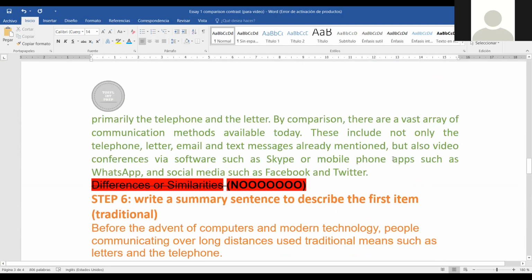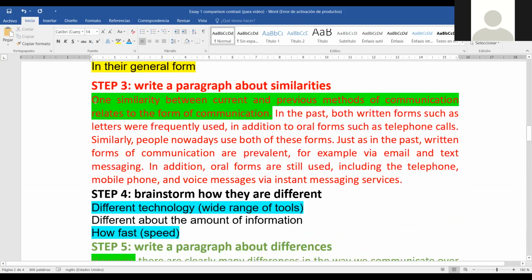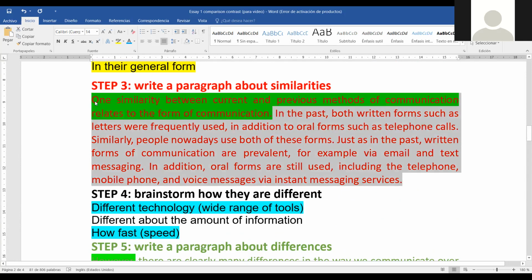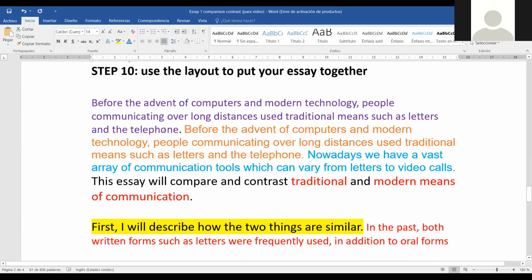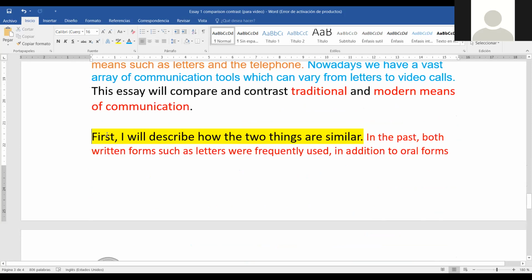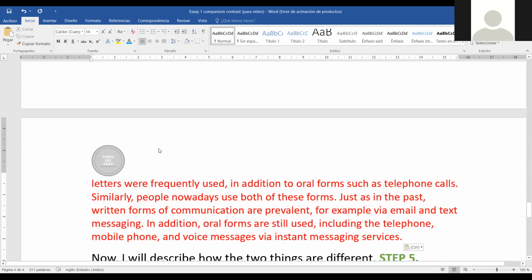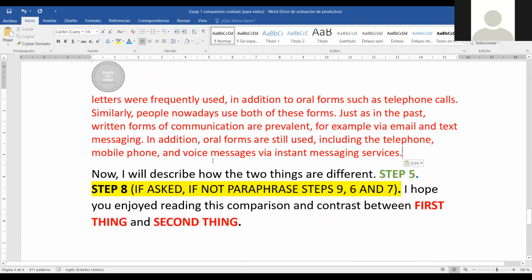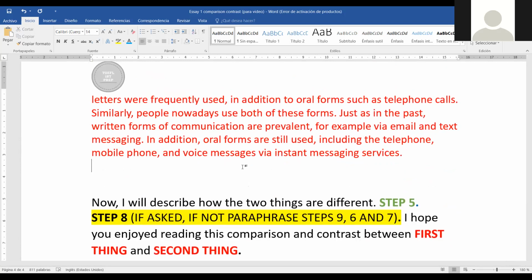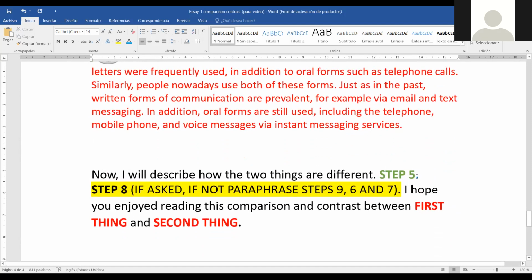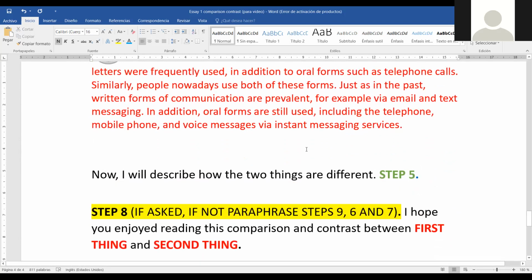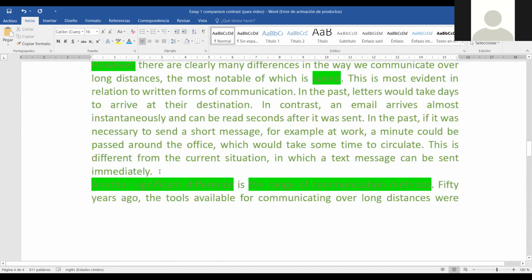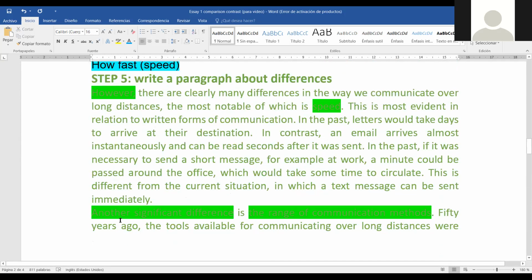Okay, but if I want to do it, because I have already had my introduction, I can copy all of this, but do not repeat. As this is already done, I simply paste everything there because this is my introduction. Then I will have to paste. Now I will describe how the things are different. Step 5. Again, I do not need this introduction because I have already put my introduction that I have already explained.